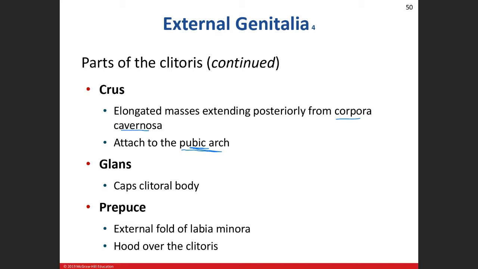And then above the actual clitoris is what we call the prepuce, and this is where both of the folds of the labia minora come together, and it's also referred to as the hood.